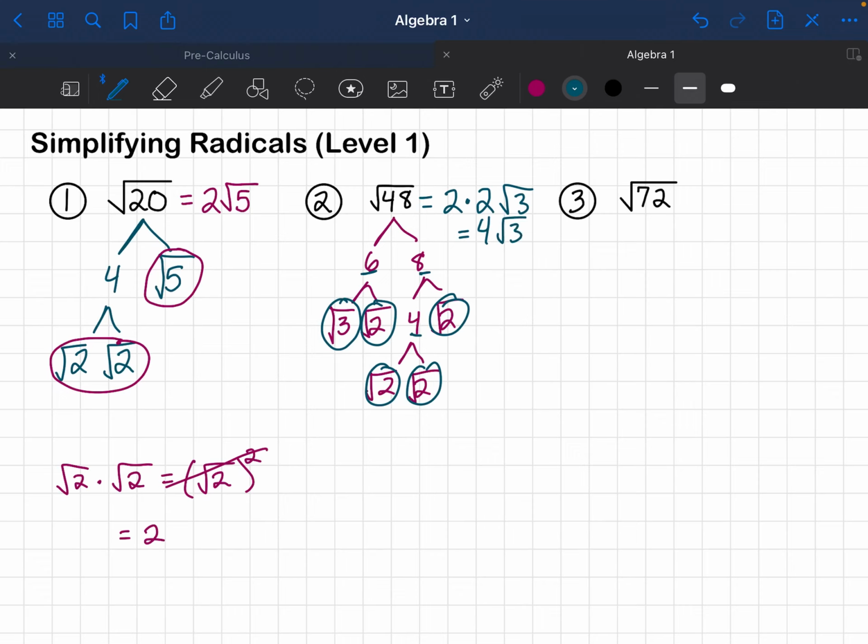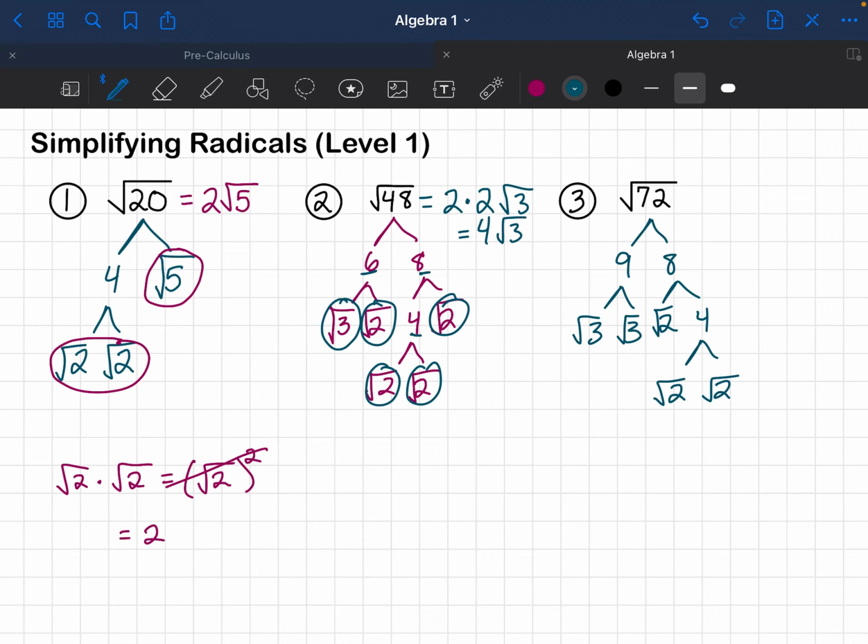All right, let's try one last one. 72. We can break up 72 into 9 times 8. Keep going. 9 is 3 times 3, and 8 is 2 times 4. Right? 3 and 2 are as simplified as we can get. 4 breaks up into 2 times 2.